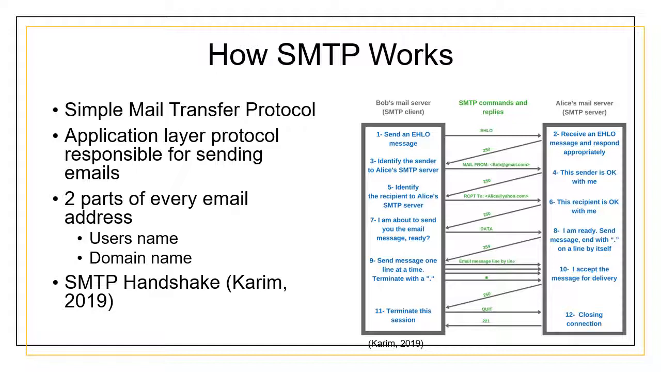The final step is to close the established connection between Bob's and Alice's servers. Bob's server will send a quit command to Alice's server, who will respond with a 221 code, and the connection will be ended. That's basically how SMTP works.